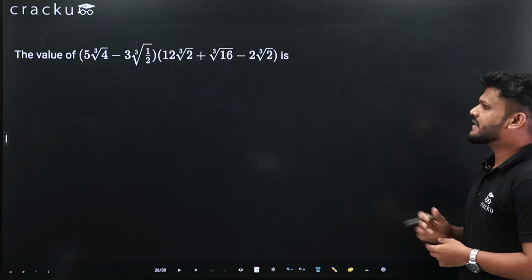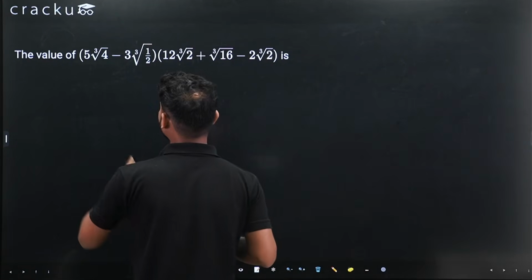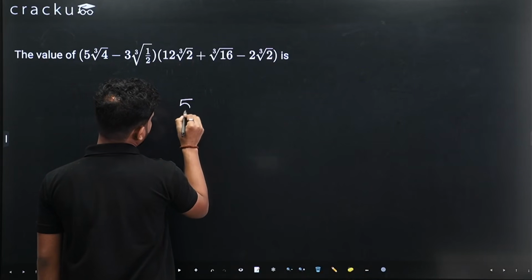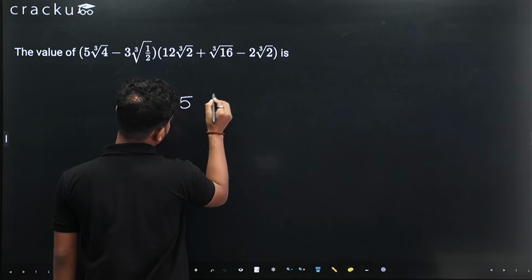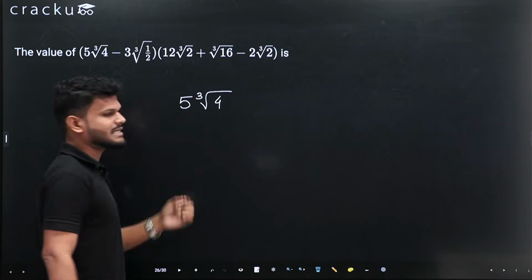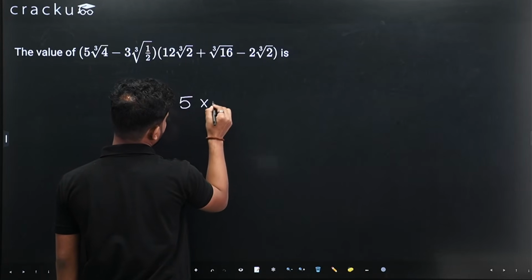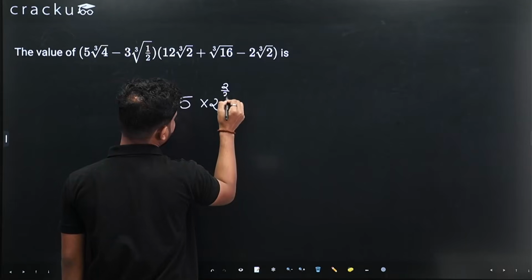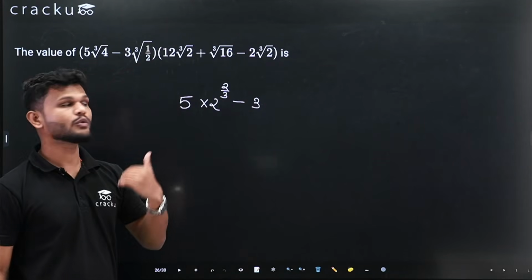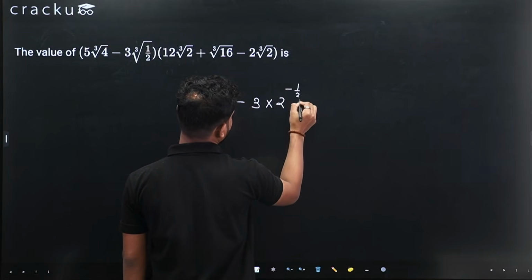In this question, we have to find the value of the given expression. Let us go forward and try to find the value. Now it is given 5 times the cube root of 4. What is the cube root of 4? 4 is nothing but 2 square. And the cube root of 2 square will be 5 into 2 raised to 2 by 3, minus 3 into 1 by 2, which is nothing but 2 raised to minus 1, so this will be 2 raised to minus 1 by 3.